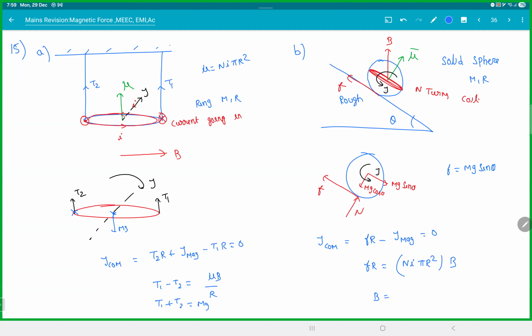Or you could have taken the torque about the bottommost point. That also is faster. The torque of mg sin theta must be balancing the magnetic torque. Clear with this? And remember, on a loop, the net magnetic force is 0. It's a couple. You'll have a torque, but you'll not have any force due to the magnetic field. Is that clear, everyone?